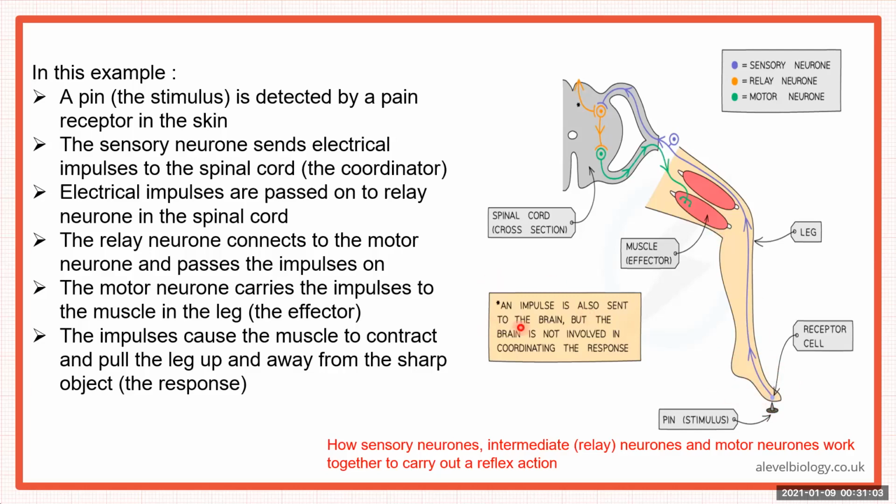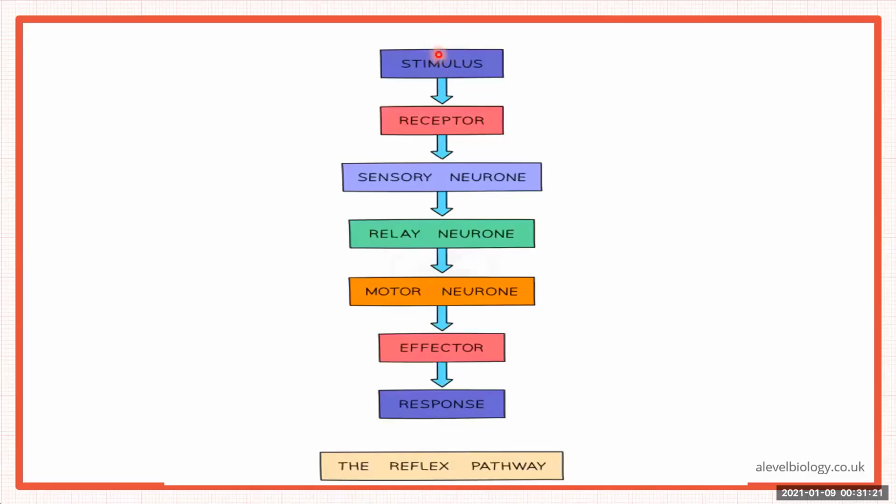As we were discussing, the impulse is also sent to the brain, but the brain is not involved in coordinating the response. The response is being coordinated by the spinal cord here. So this is a reflex arc. This is the flow chart, and this is how it starts. There's a stimulus, which is sensed by the receptor. The receptor takes it to the sensory neuron, then this passes to the relay neuron, the motor neuron, the effector, and finally we get the response. This is what we call a reflex pathway.